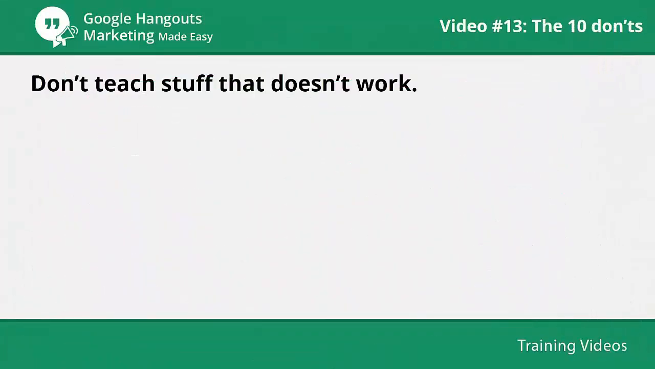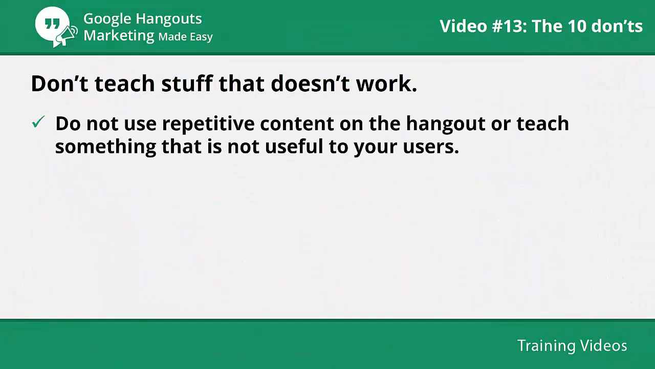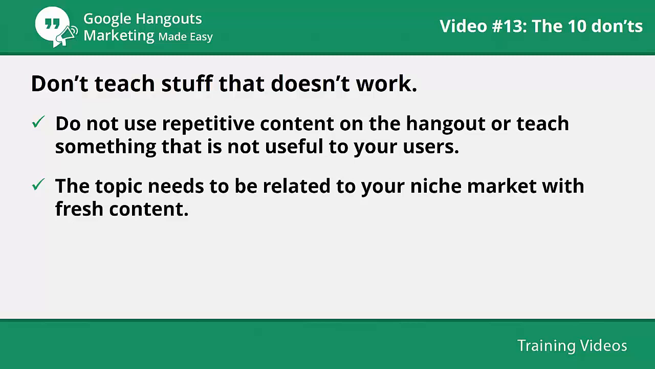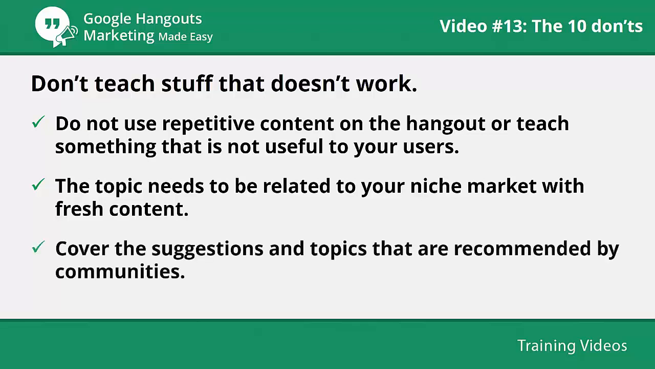Don't teach stuff that doesn't work. Do not use repetitive content on the Hangout or teach something that is not useful to your users. The topic needs to be related to your niche market with fresh content. Have a clear idea about the topics and solicit your Twitter and Google communities for discussion topics. Cover the suggestions and topics that are recommended by communities.